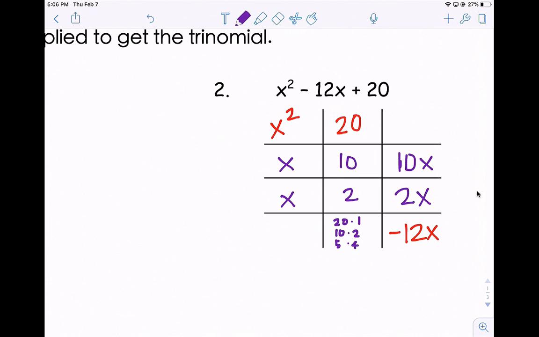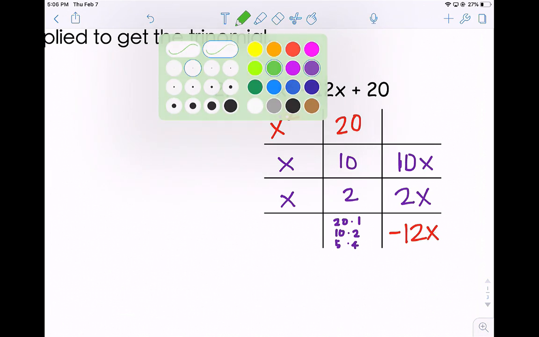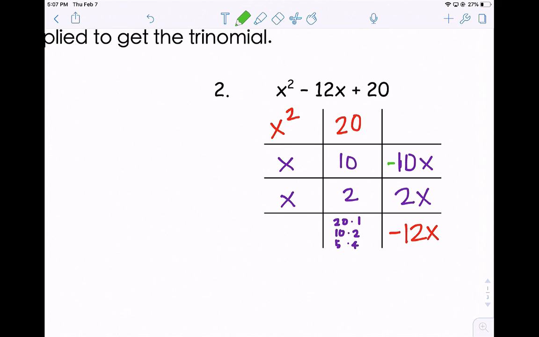So now we have to figure out how do I get negative 12 out of 10 and 2. So again, in this last column, the reason I put this at the bottom is because this one is the one that's different. We're adding and subtracting here. So the way we would get a negative 12 is actually if we added these and they were both negative. So 10 plus 2 is 12, so to get a negative 12, we need to make both of them negative.